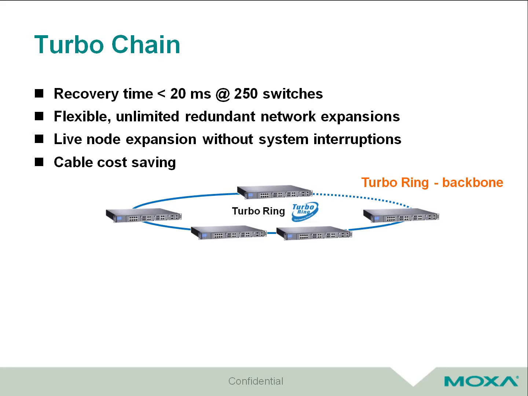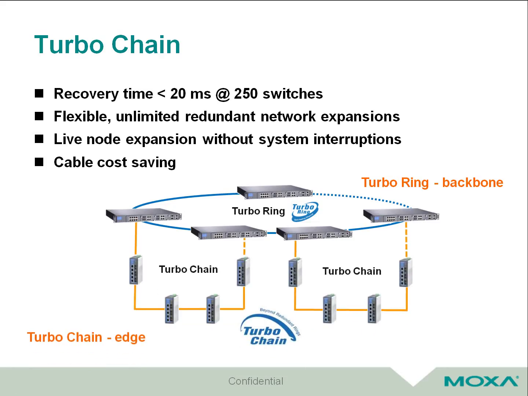Turbo chain technology is a logical evolution of turbo ring, which is based on bus topology. We recommend the use of turbo ring for a backbone network and use turbo chain to expand the access layer. Turbo chain is an independently redundant part of the network. You can attach new chains without interrupting the operation of the rest of the network.